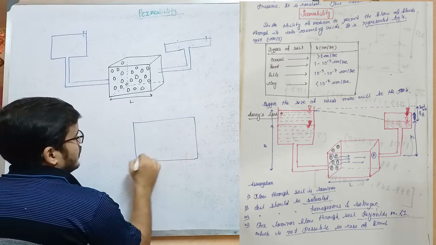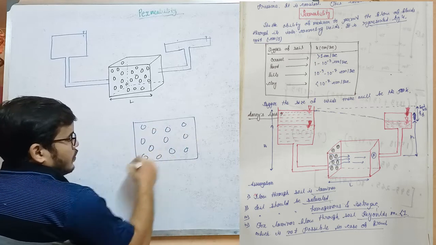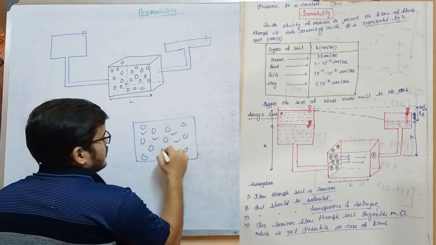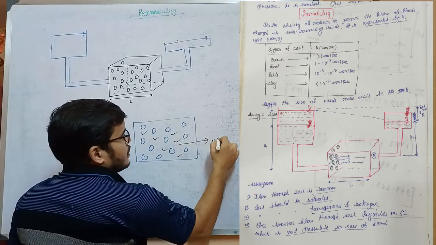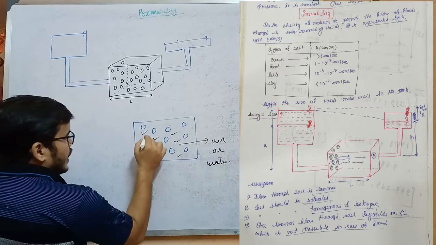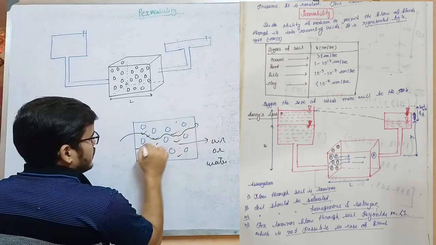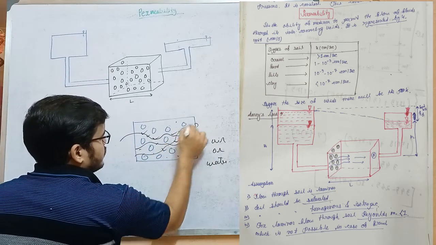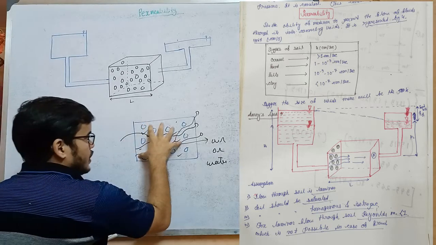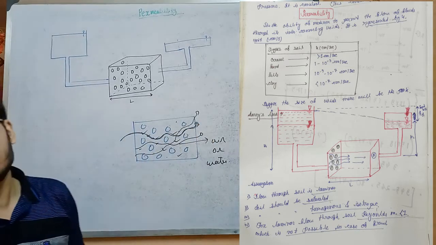Permeability, as we all know that soil means there should be some voids. And what does the void mean? Void means free space. This free space will be filled by air or water. As this is free space, it will permit the fluid to flow in between them. This ability of the soil to permit the flow of fluids through its interconnecting voids is called permeability.